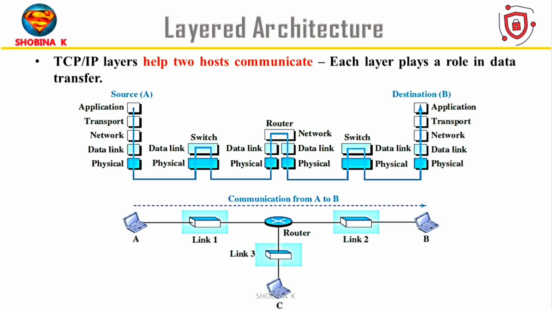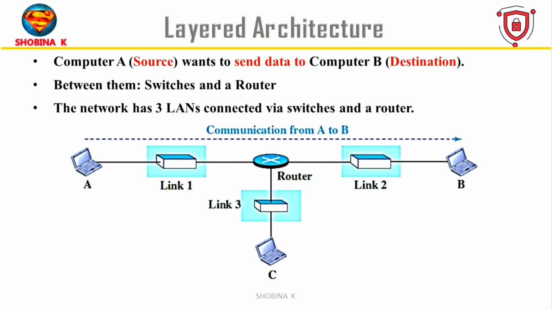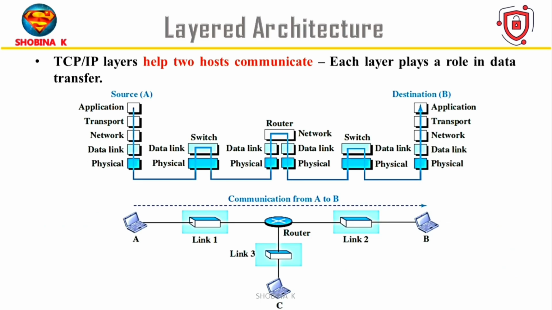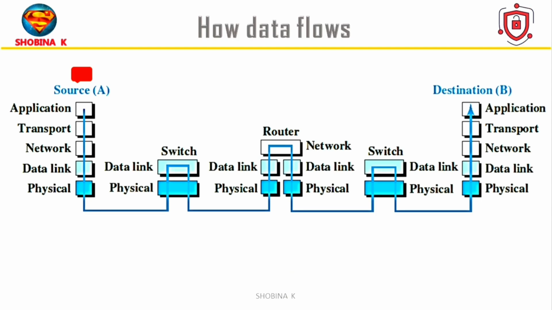Let's understand how data flows between two computers A and B using the TCP/IP protocol suite. Consider a scenario. Computer A wants to send a message to computer B. Computer A is the source, computer B is the destination. Between them, we have switches and a router. This network has 3 LANs connected via switches and a router. Now the data flow is: computer A creates a message in the application layer. It moves down through the transport, network, data link and physical layers.